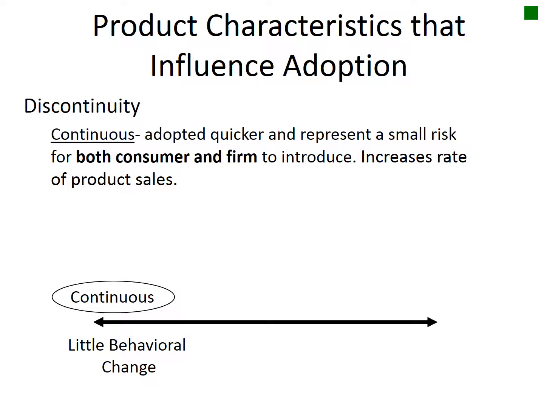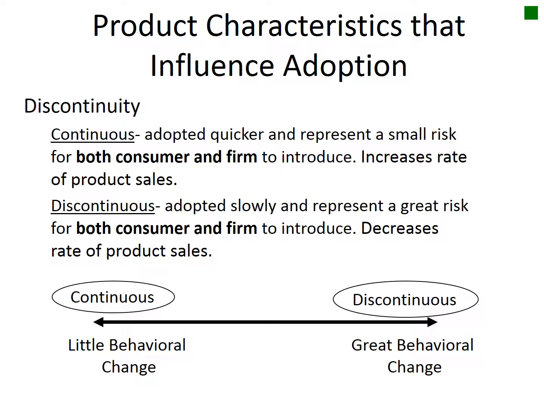So the idea here is that if you adopt a new product to either buy as a consumer, or if you adopt a new product to produce as a firm, if it requires you to do very little to change your current behavior, then it's continuous. Your behavior continues unchanged as it was before. So as you can imagine, products that are like that will be accepted in the marketplace very quickly.